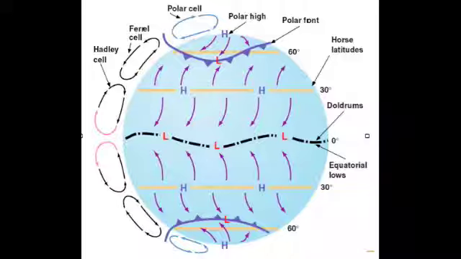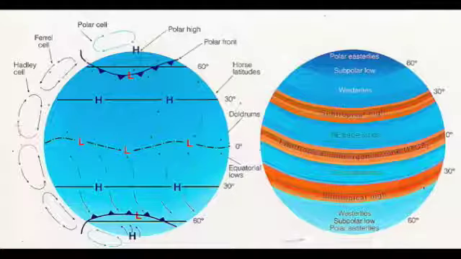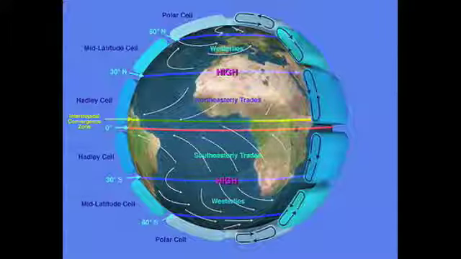The surface winds travel north and under the influence of the Coriolis force veers to the east, thus producing the prevailing westerlies. In the polar cell, air is sinking at the poles, rising at 60 degrees north and 60 degrees south, thus the polar easterlies is produced.